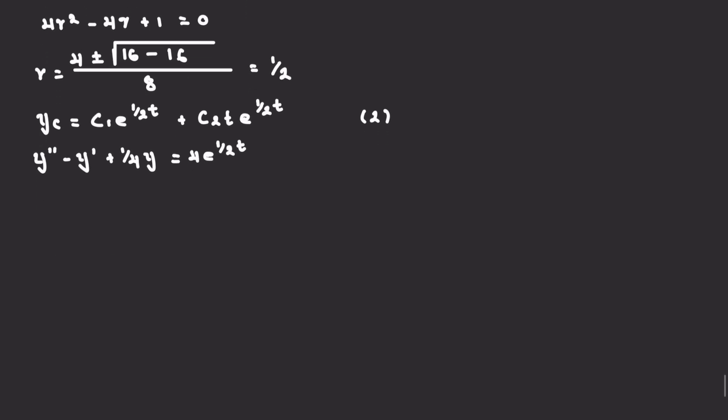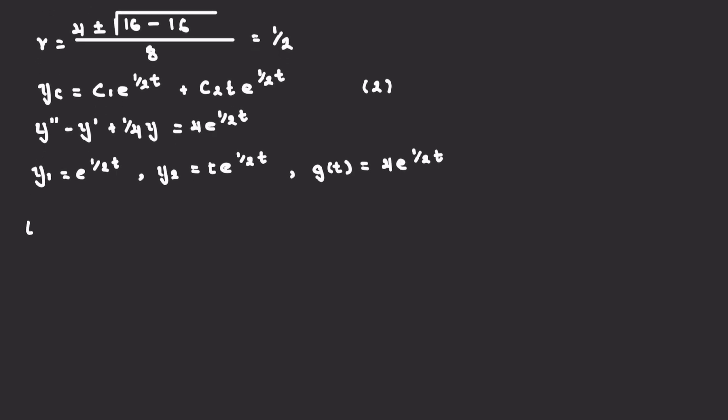And so we're going to start by writing down our y1 again. Our first solution is e to the 1 over 2t. Our y2 is t e to the 1 over 2t. And our new g of t is 4e to the 1 over 2t. And so we just need to calculate our Wronskian using the determinant method. So calculating our Wronskian here is pretty straightforward again, by writing down both of our solutions, e to the 1 over 2t and t e to the 1 over 2t.